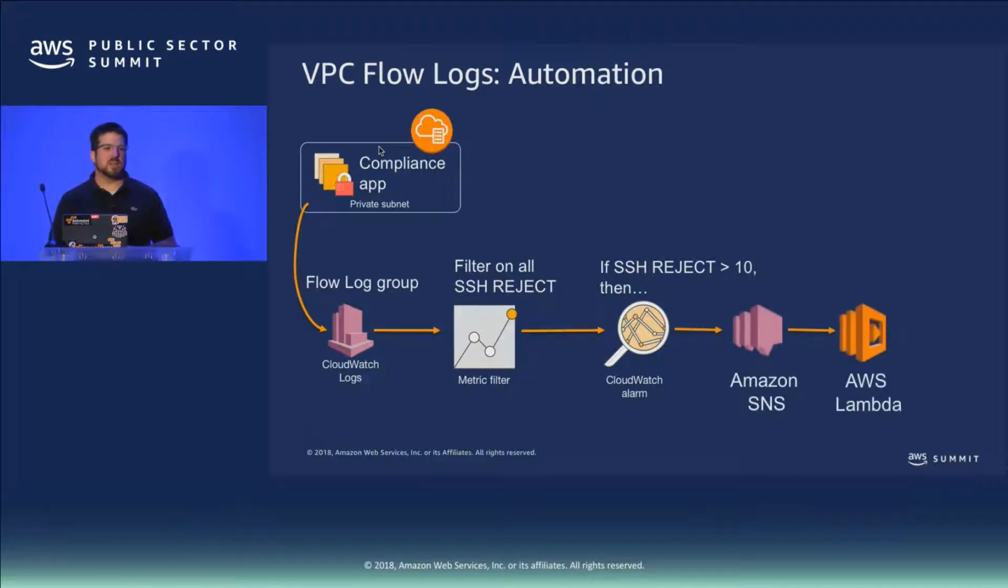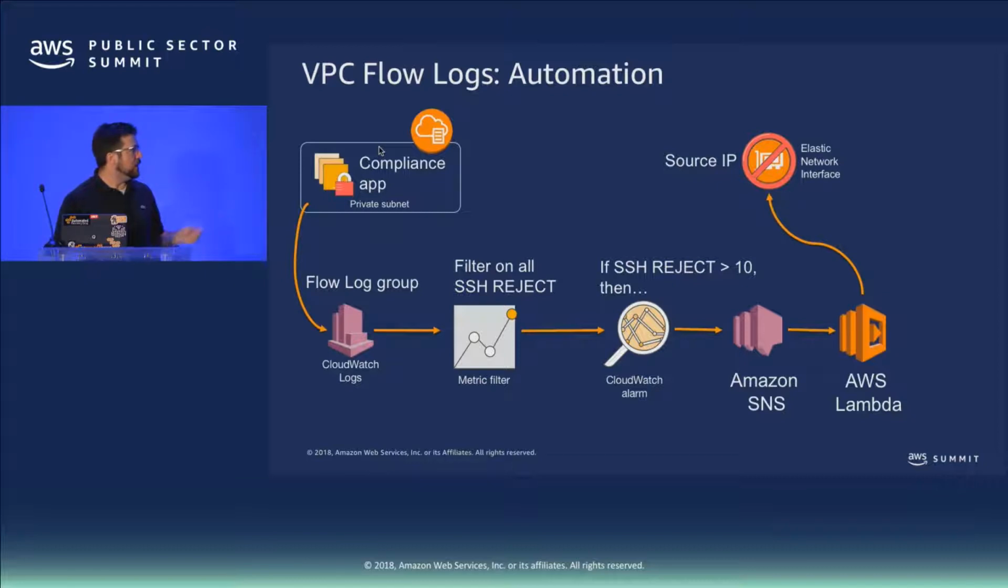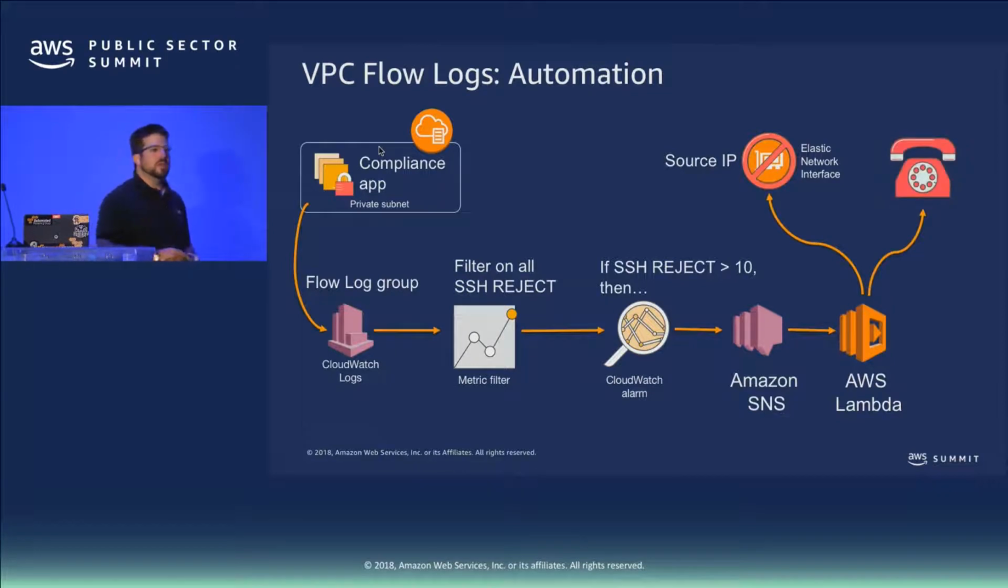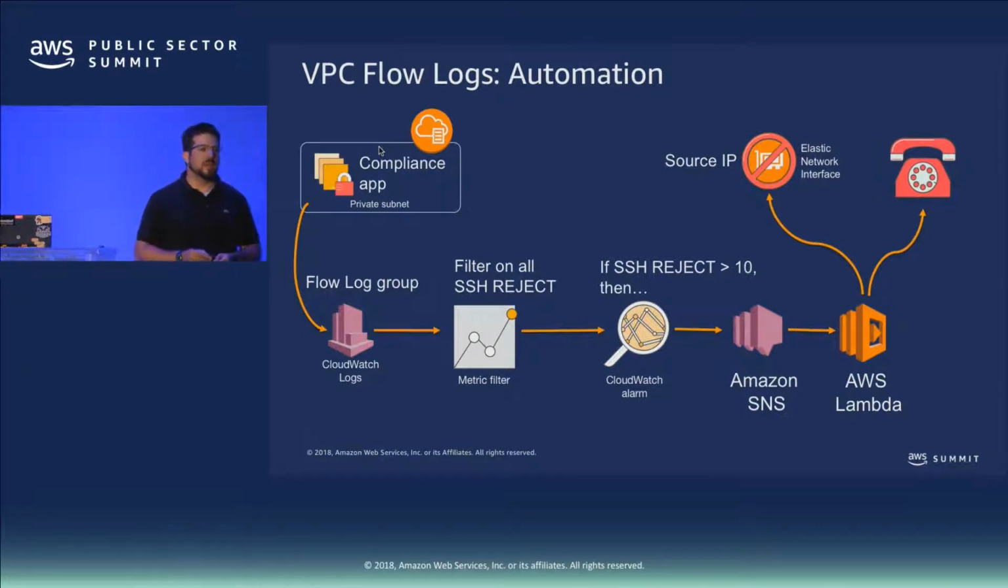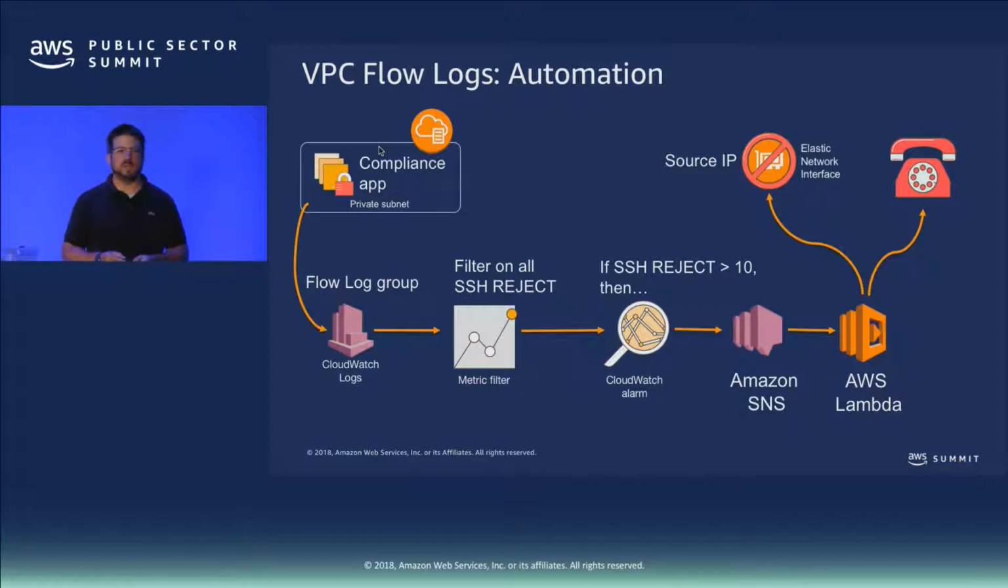And then we can use that in correlation with an SNS topic and a Lambda responder to basically go and identify the resource that is being used to call that reject traffic and do something like disconnect its elastic network interface and bring it offline. But in parallel, remember that Lambda doesn't have to do just one thing. We can make it do multiple things in the same execution.